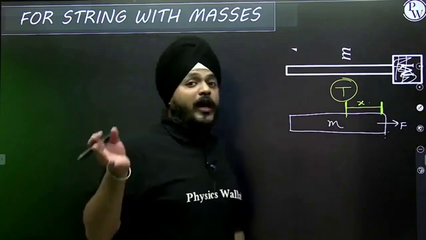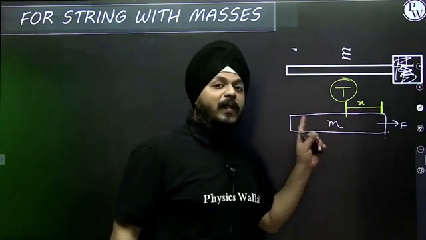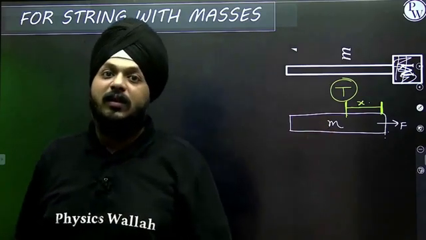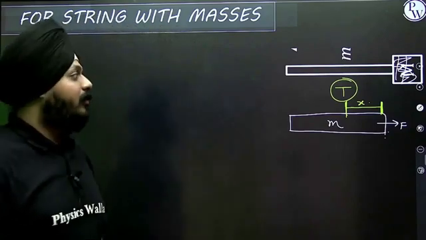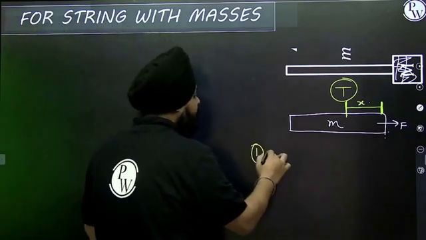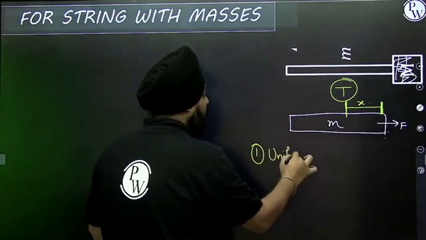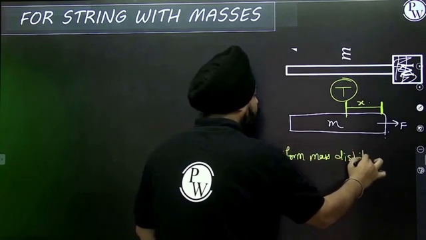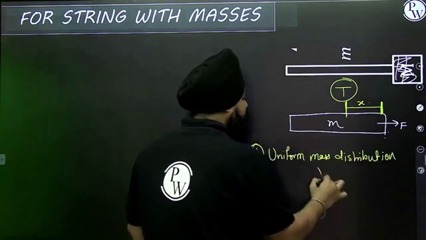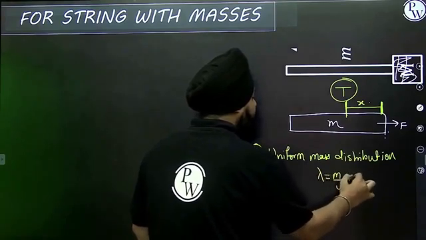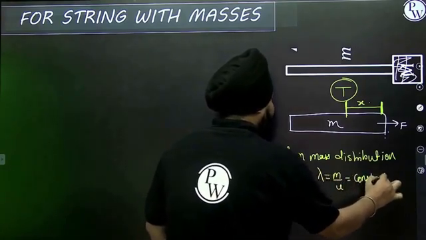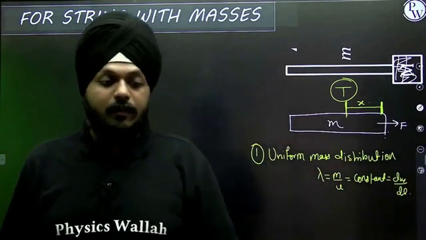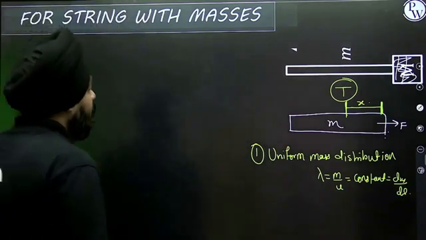Now, as usual, according to our discussion, the rope has mass m. It means that tension at each point is not the same. Then how does tension vary? First, it is a case of uniform mass distribution. It means lambda, mass per unit length of the system, is constant, that is equal to dm by dl. Mass per unit length is constant.